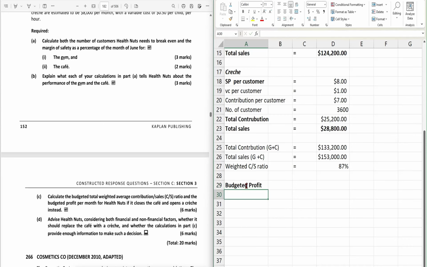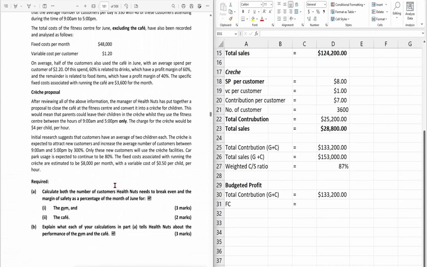Budgeted profit, yes. Okay, so we already have calculated the total contribution, right? So we only need to deduct the fixed cost in order to arrive at the budgeted profit. So what is the fixed cost? It might be given in the question somewhere. Yes, here it is given.